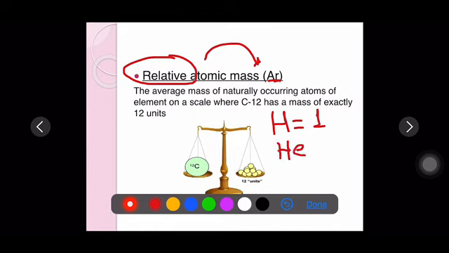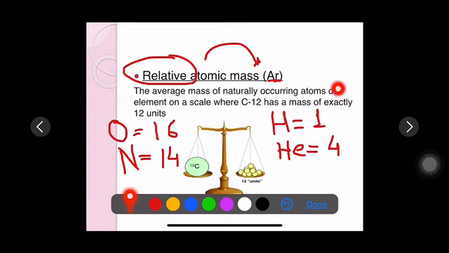Similarly, helium is equal to 4 such small balls, so it has a relative atomic mass of 4. Oxygen is equal to 16 such small balls, so its atomic mass is 16. Nitrogen is equal to 14 such small balls, so its atomic mass is 14. And these atomic masses you can find in the periodic table. I will show you the periodic table.